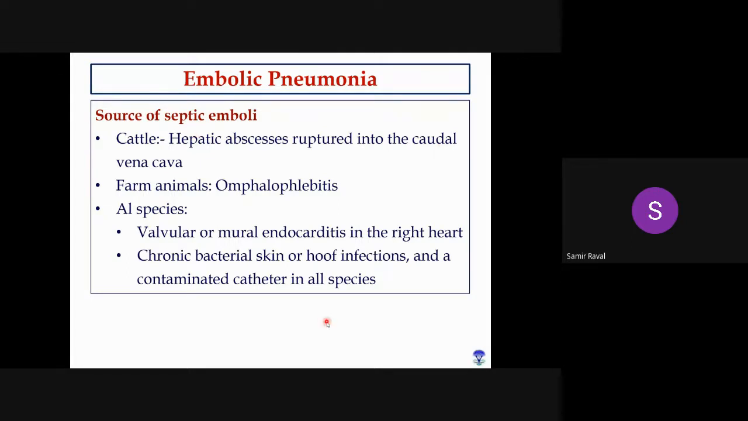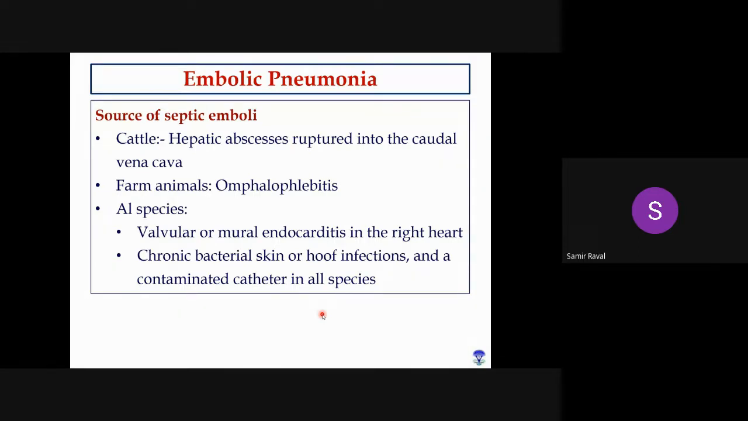So in the majority of animals, particularly in pig and many other animals also, valvular or mural endocarditis is the most common cause of embolic pneumonia. Many a time in case of cattle also, mastitis or bacteria or hoof infections are also responsible for production of embolic pneumonia.